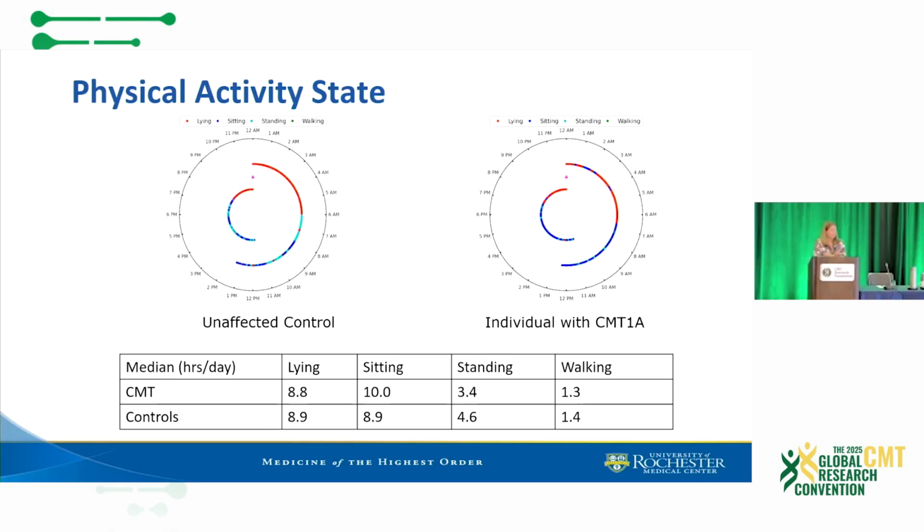The other thing that we looked at is the duration of activity. And these are activity clocks, and really the clocks aren't quite as important as the data below. But it's looking at an individual that is age matched with a person that has CMT1A. And what you can see here, these sensors gave relative positions, so we could tell what a person is doing during their day, looking at lying, sitting, standing, and walking. And there weren't significant differences between the groups, but what you can see is that there were trends that individuals with CMT spent longer time sitting and less time standing than their age-matched controls.